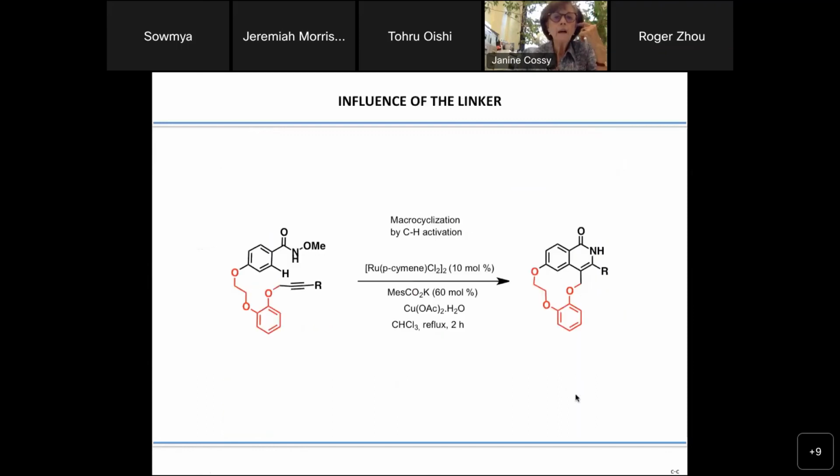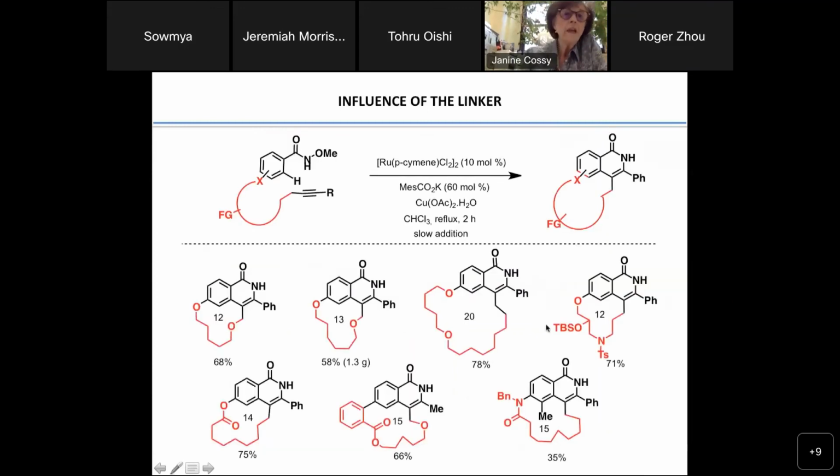Now, we have seen, as I said, that this tether here can induce the macrocyclization in order to get the formation of this isoquinolone. But is it really necessary to have such a linker in order to have the formation of this product? And the answer is no. You can have, for example, only 2 oxygens here, and you can have the formation of a 12-member ring, a 13-member ring, a 20-member ring.